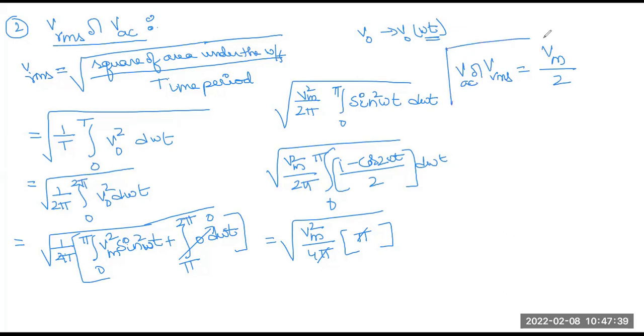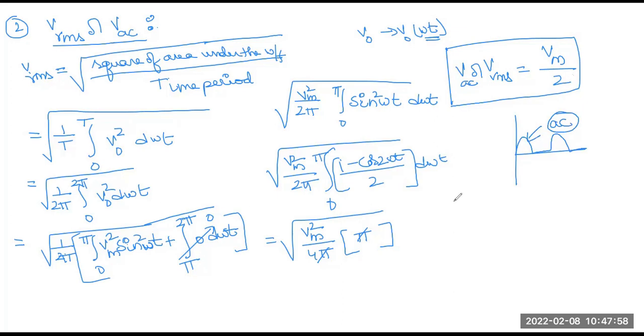It is nothing but Vm by 2. So that means in the rectifier output, which is having positive half cycle like this, there is also some amount of AC component present. And what is that AC component present? It is Vm by 2.